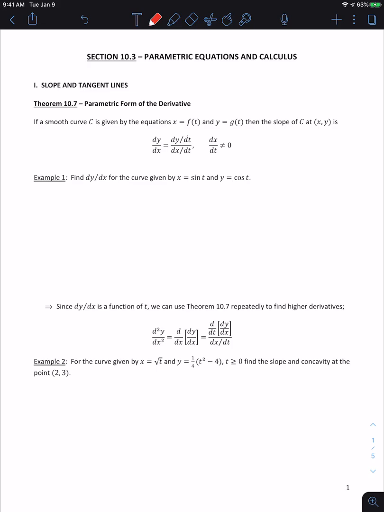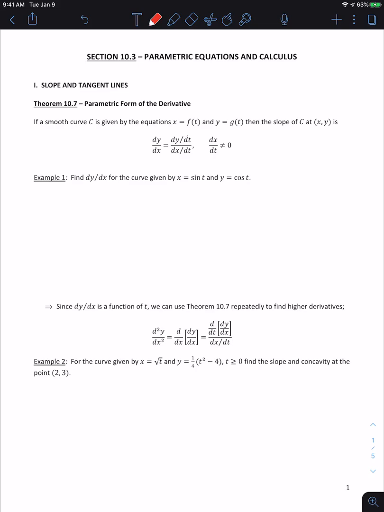So again, the idea here is that if I had a regular Cartesian coordinate xy equation, then I know how to find the derivative. That was Calc 1. So now, instead of that, I have these two parametric equations. How am I going to find an equation for the derivative at any given point? Well, this is how I do it. I take the derivative of the y function over the derivative of the x function.